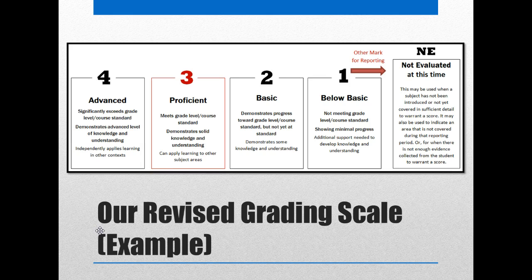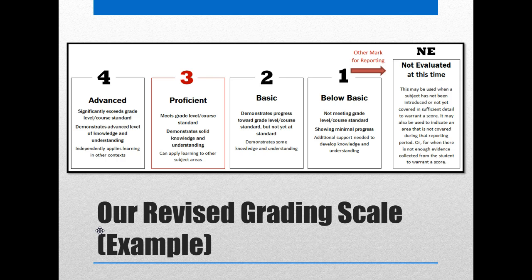We also could look at the 2. The 2 is a basic understanding of the standard, demonstrates progress towards grade level course standard, but not yet at standards. Students demonstrate some knowledge and understanding. And then at the 1, we have students not meeting grade level or course standard. They're showing minimal progress. Additional support is needed to develop knowledge and understanding.